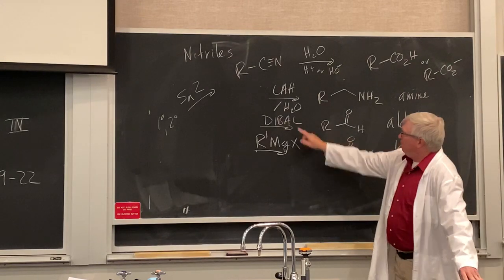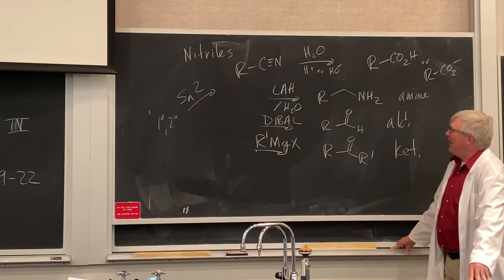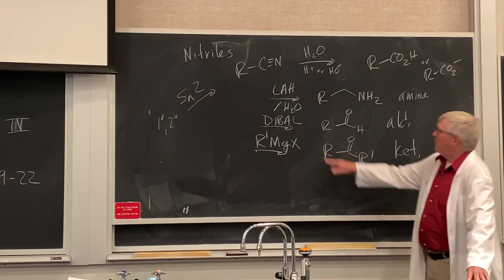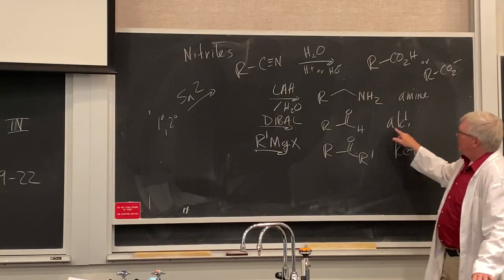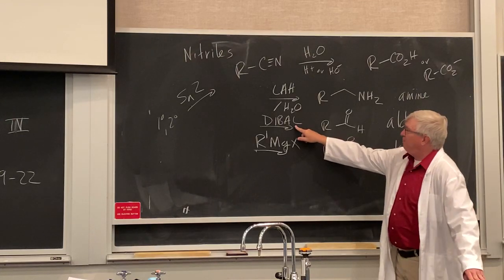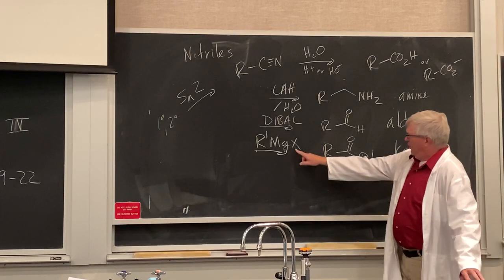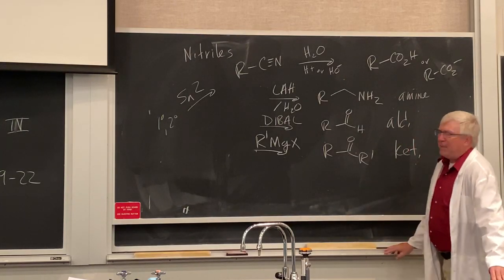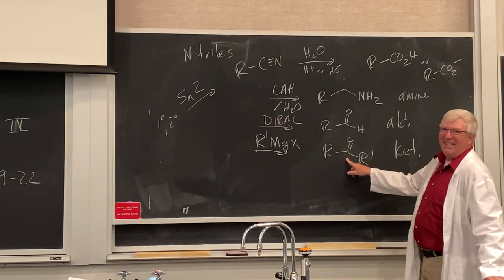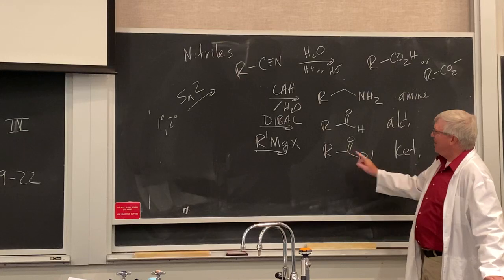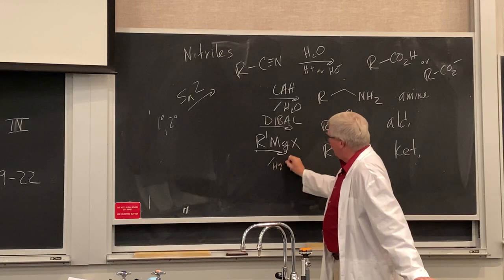If you use DIBAL, one equivalent, what is DIBAL? Ooh, that's another one of those acronym reagents. Diisobutyl aluminum hydride, sometimes DIBAL-H, whatever. After quenching with water, you get the aldehyde. Remember, there's only one hydride on DIBAL. So mechanistically, you can already be thinking about how this is going to work. The Grignard reagents, if you have an alkyl magnesium halide and then quench with water, look, you get a ketone. Okay, so that's interesting how that goes, and all these are after quenching with water.